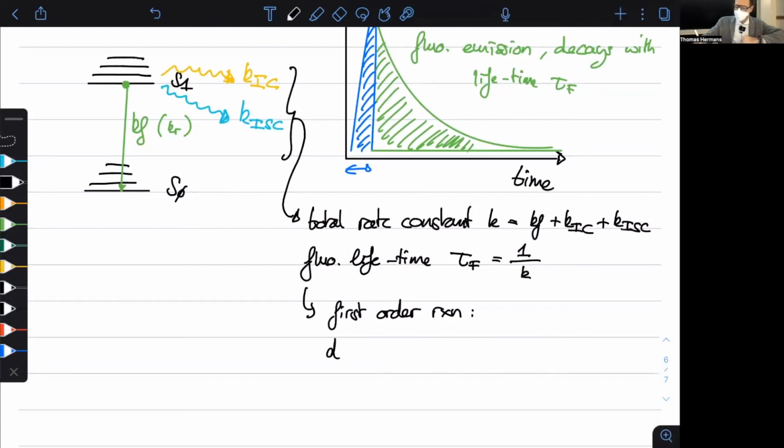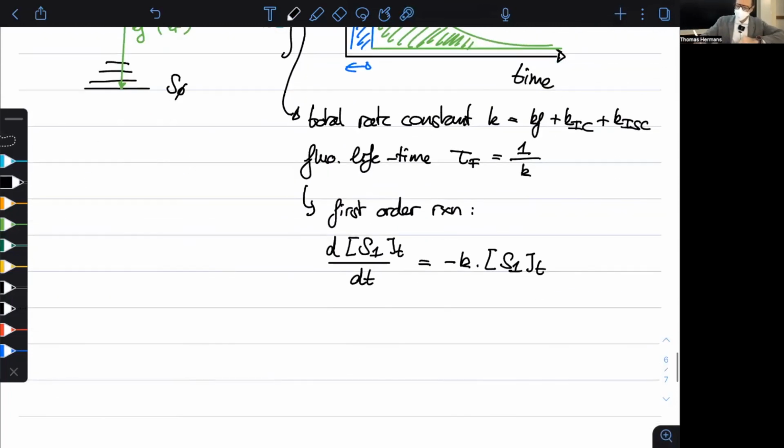So I'm going to write a differential equation, which is that the change in concentration of molecules in S1 at a given time t is just minus K times the concentration at given time t.